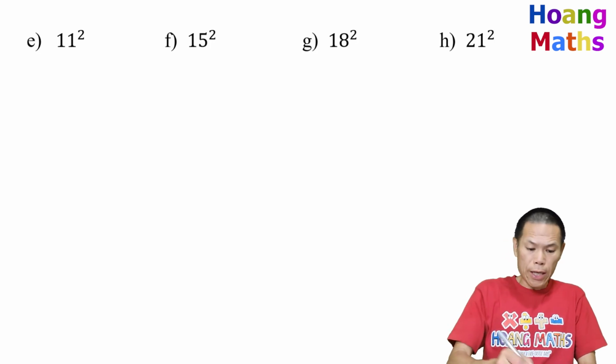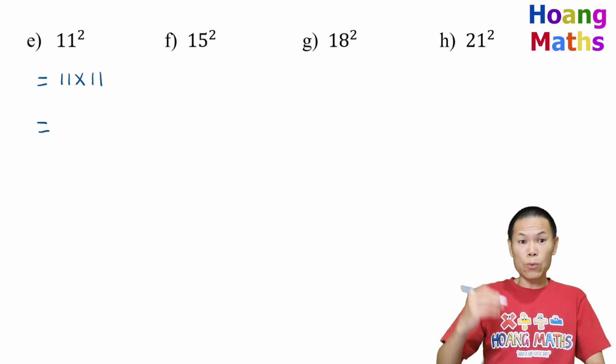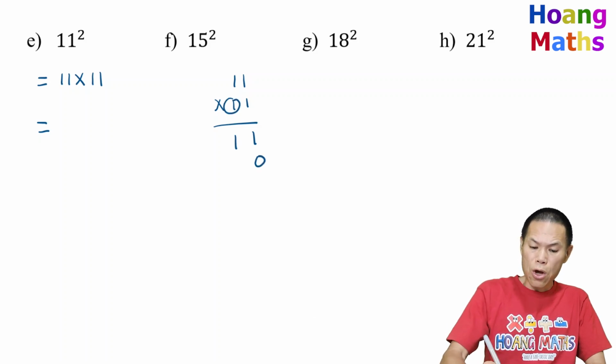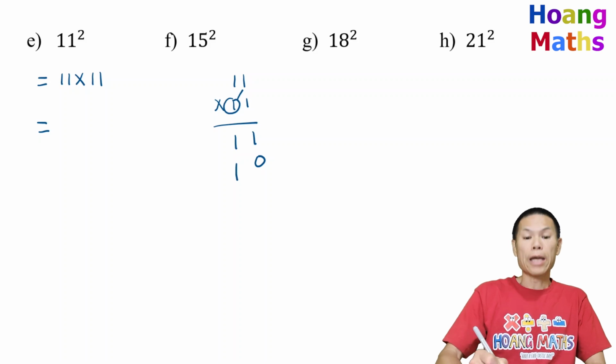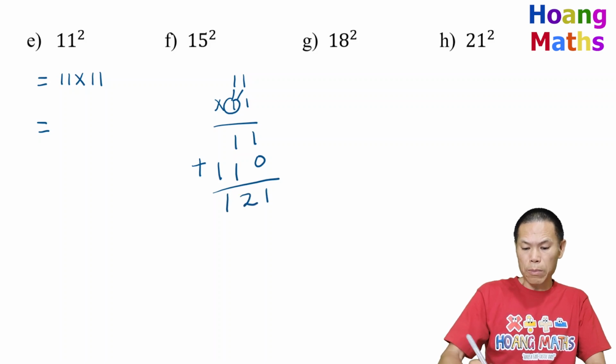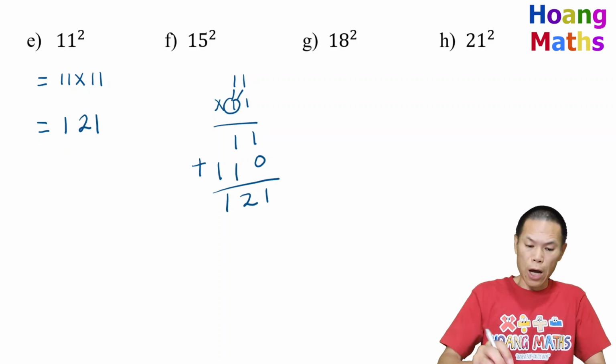So 11 squared is 11 times 11. So that is 121. Otherwise, we have 11 times 11. 1 times 1 is 1. Another 1 times 1 is 1. So we start with this 1 now, so put a 0 here. 1 times 1 is 1, and then we have 1 times 1 is 1. So we add them up. That gives me 1, that gives me 2, that gives me 1. So 121. There you go.